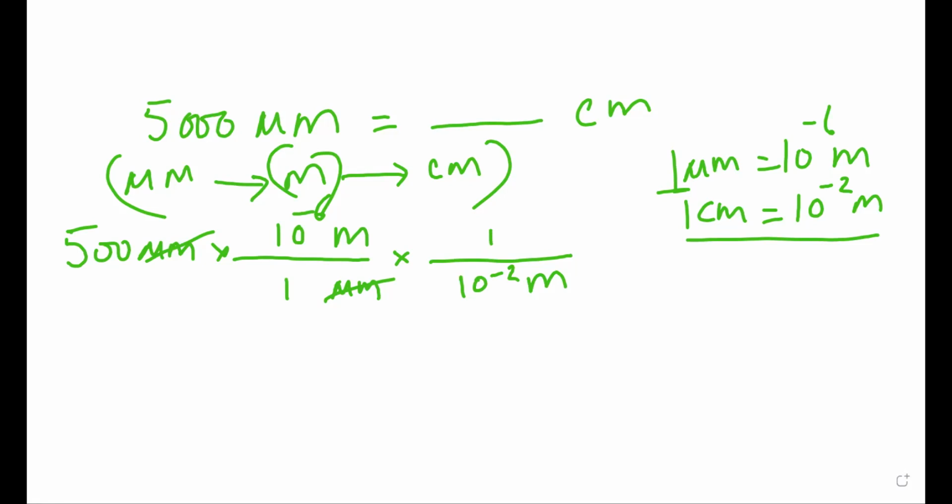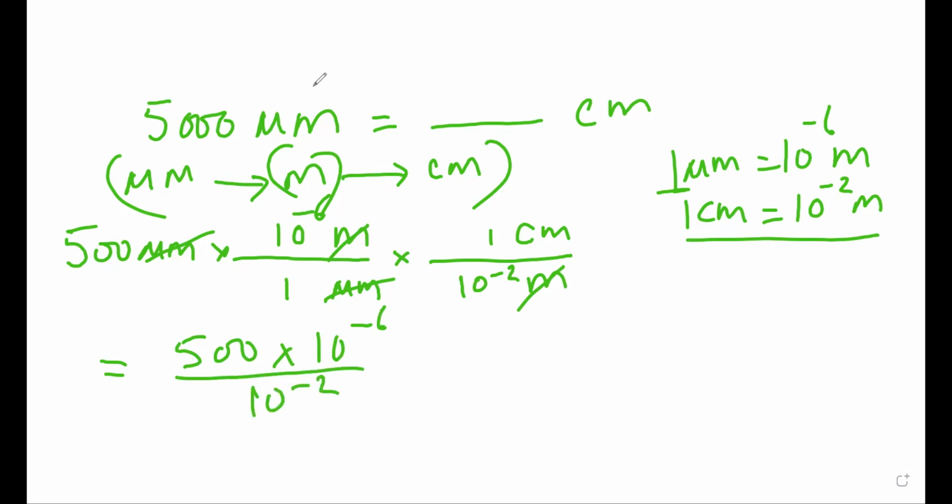So that's centimeters. So meter cancels out. And then all the numbers, multiply them out. 500 times 10 to the negative 6, divided by 10 to the negative 2. Just do that on your calculator, and that answer will be in centimeters. All right, I'll let you do the final calculation. I'm just going to show you how to do that.